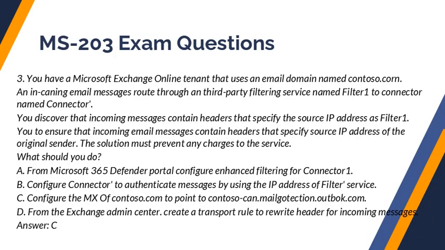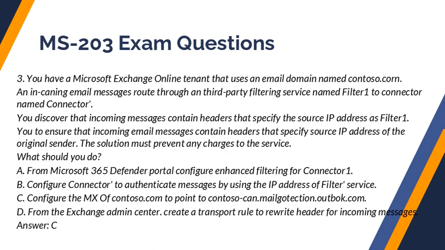3. You have a Microsoft Exchange Online tenant that uses an email domain named Contoso.com. Incoming email messages route through a third-party filtering service named Filter1 to a connector named Connector1. You discover that incoming messages contain headers that specify the source IP address as Filter1. You need to ensure that incoming email messages contain headers that specify the source IP address of the original sender. The solution must prevent any changes to the service.